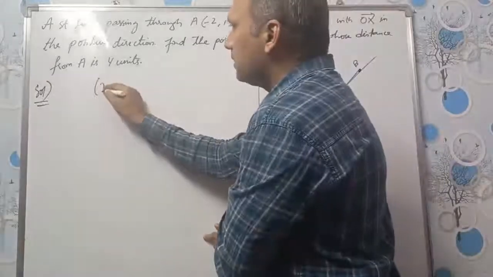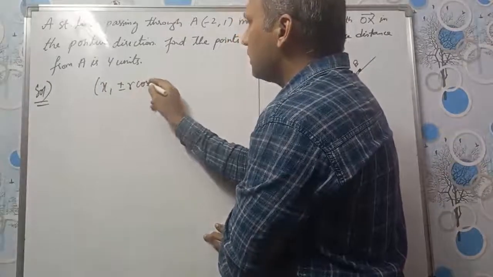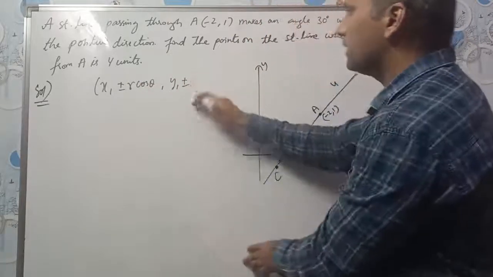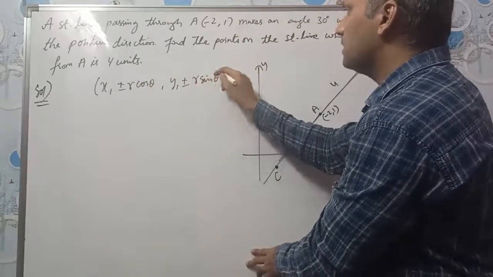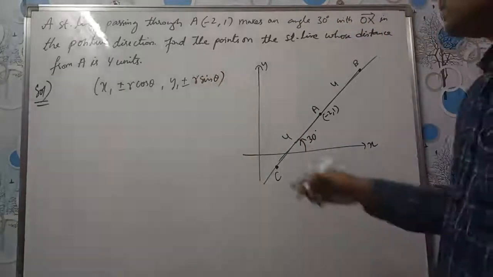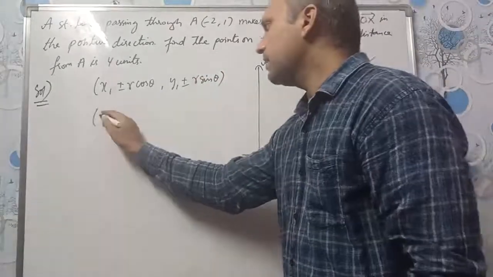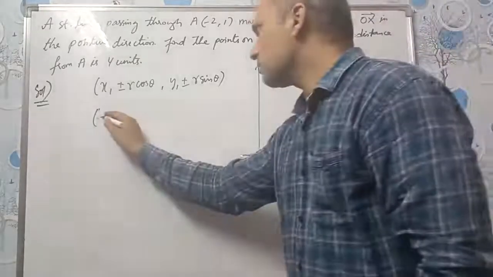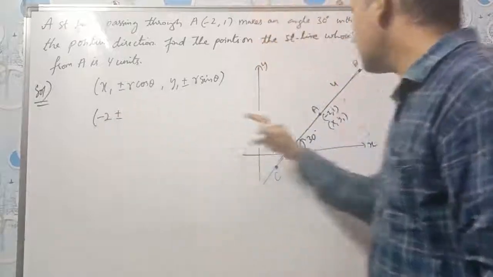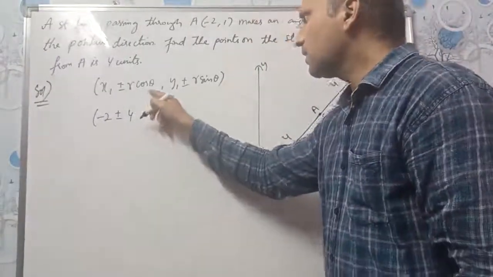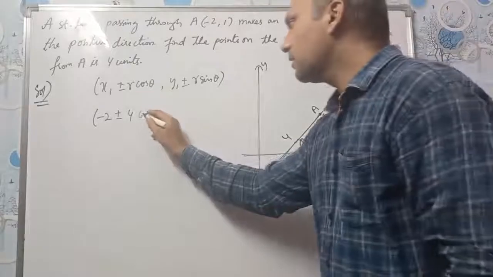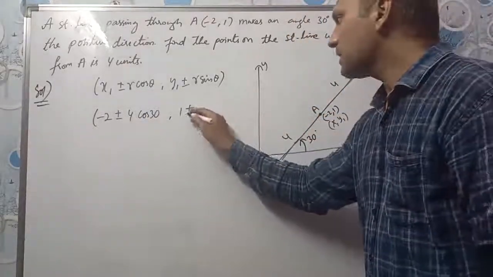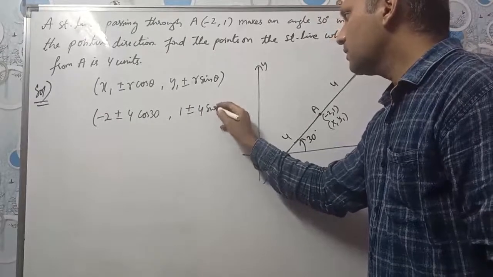So what is that? It is x1 plus minus r cos theta, y1 plus minus r sin theta. So these are the points, right? So let us write x1. This is x1, y1. So this is minus 2 plus minus r. r is 4 units away. So it is 4 cos theta, 30 degrees. Cos 30, and here y1. y1 is how much? 1. Plus minus r is 4 sin 30.